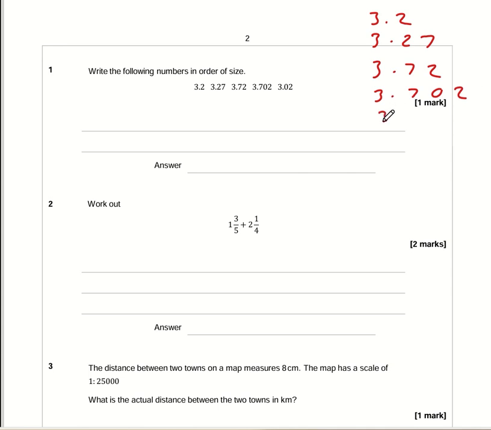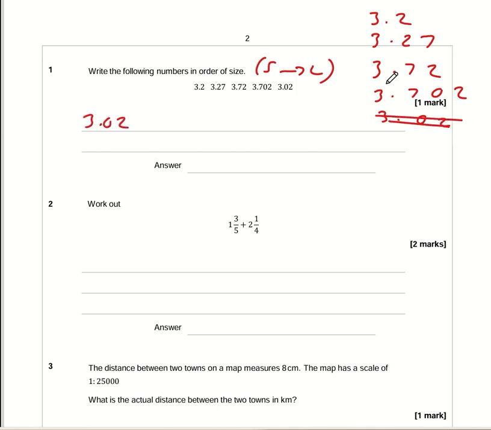3.702 and 3.02. So in the units they are all the same, but if we look at the tenths column, we've got a 2, a 2, a 7, a 7 and a 0. So in order of size, that means we're going to go from smallest to largest. What is the smallest number in the units? Well, it's 0. So 3.02 is smaller than all of the other numbers. So 3.02, that one's gone.